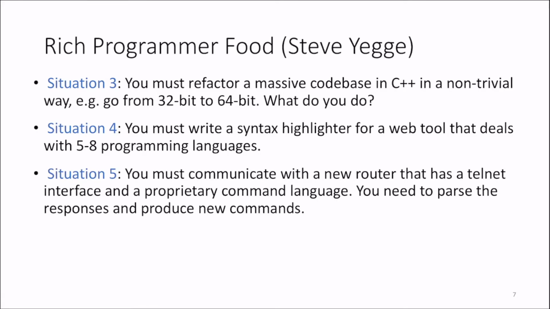Situation 5 seems like a low-level systems thing. You need to communicate with a new router that has a telnet interface and a proprietary command language. It's not uncommon, and different companies will have completely different such command languages. So you need to understand these responses, parse them, and produce new commands to interact with this router. Again, this doesn't feel like writing a compiler, but all of the tools that we will study in this compiler course will enable you to write such a tool using fairly general principles so that you know it's correct and it's not a hack.